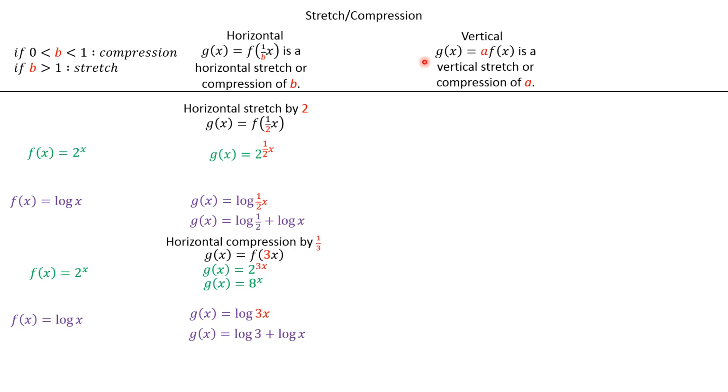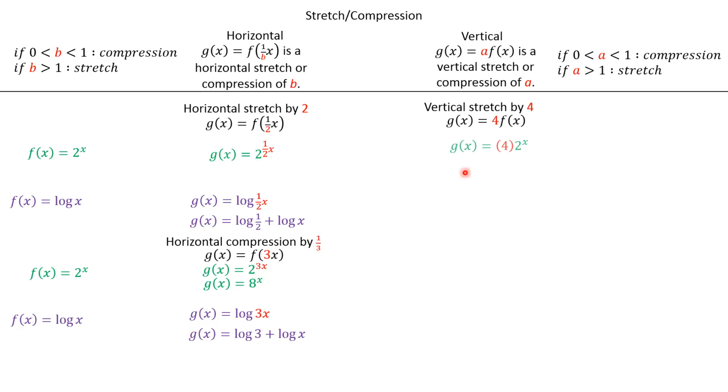All right, so vertical. We just multiply to the outside of the function. Stretch and compression is the same rule. Let's do a vertical stretch by 4. We're going to multiply 4 times the function. So that'll be 4 times 2 to the x.